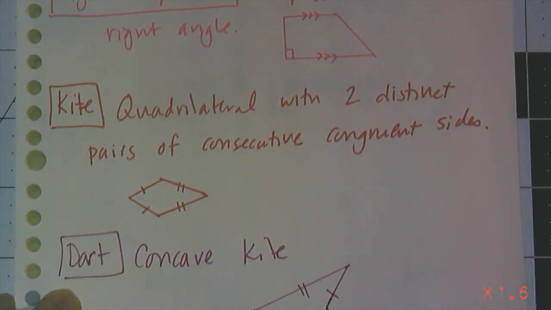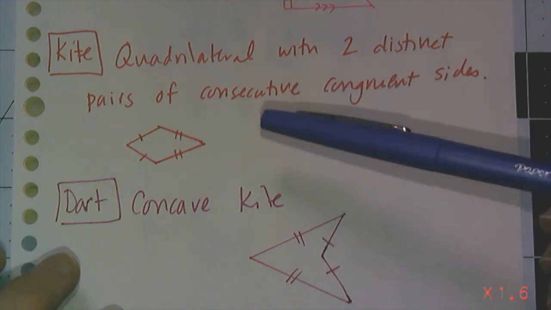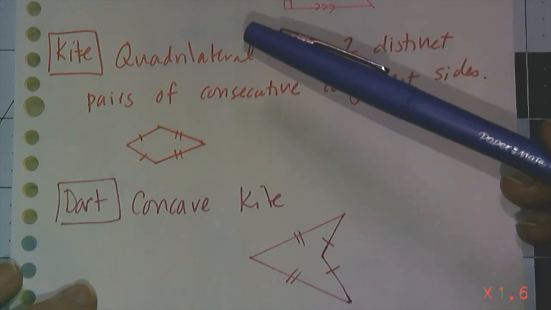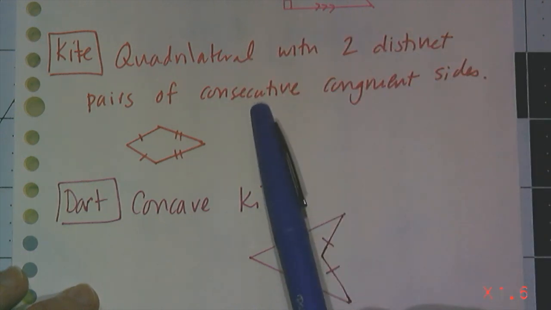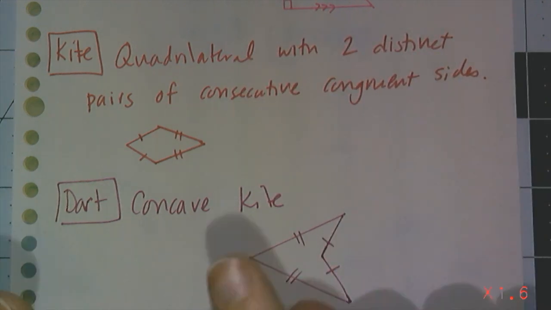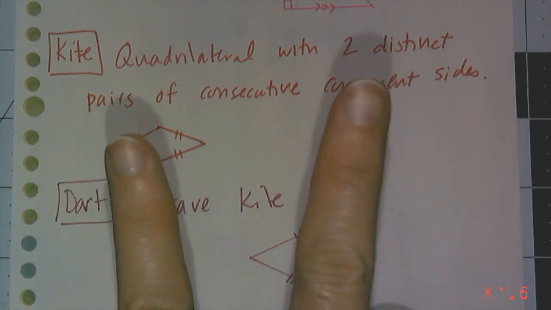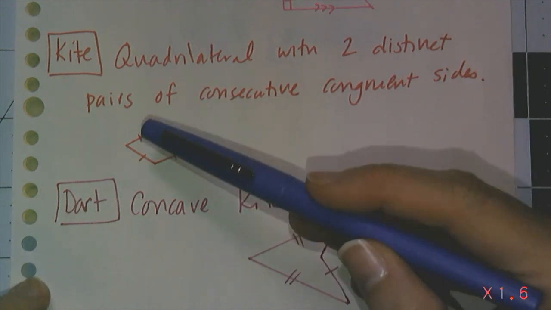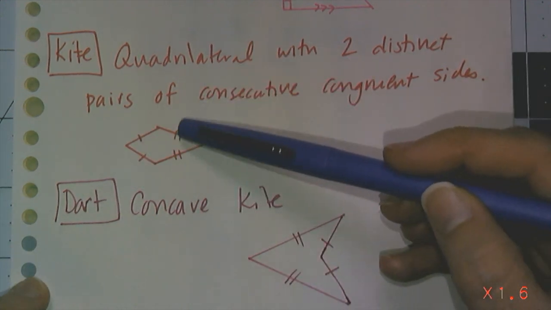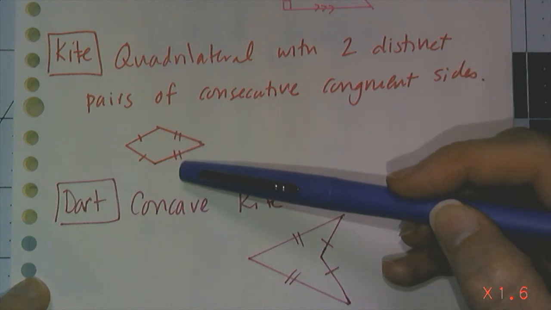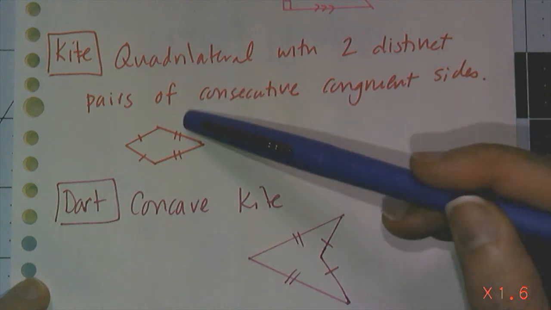Now we have two quadrilaterals that might be a little bit newer to some of you, at least the formal definition. We have a quadrilateral with two distinct pairs of consecutive congruent sides. Not opposite of each other like a rectangular parallelogram, but consecutive, meaning right next to each other. So I see these two sides are consecutive and congruent, and these two sides are consecutive and congruent. And we use the word kite for the convex quadrilaterals that have this property.